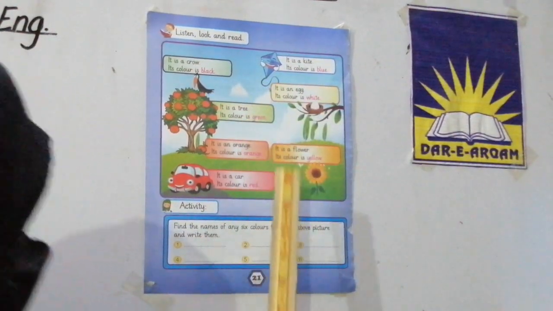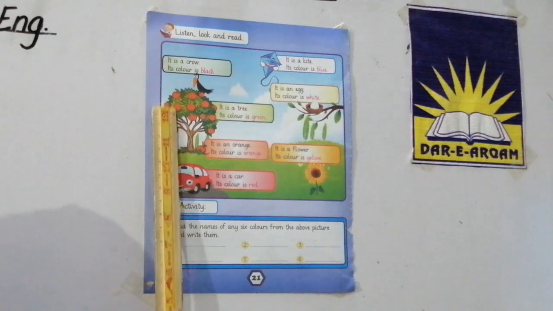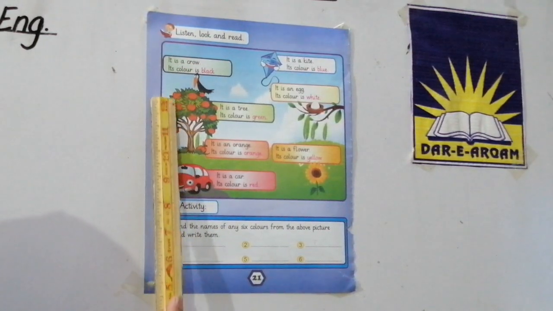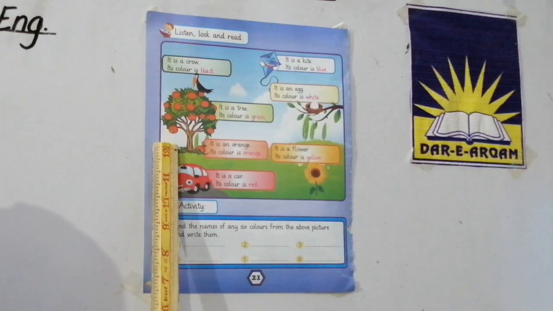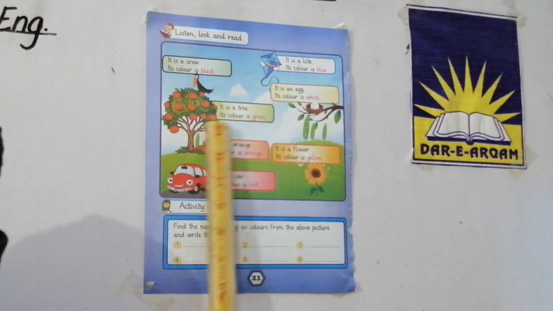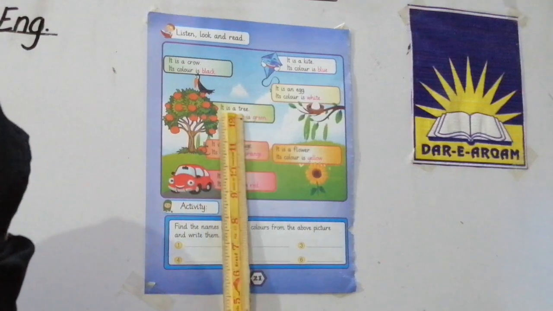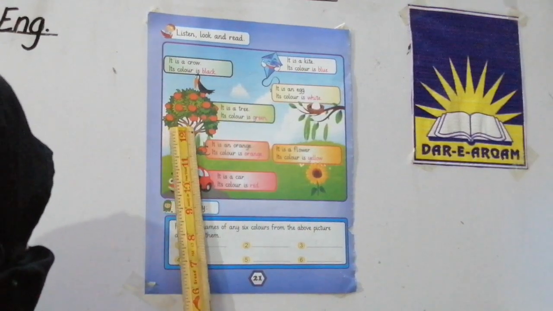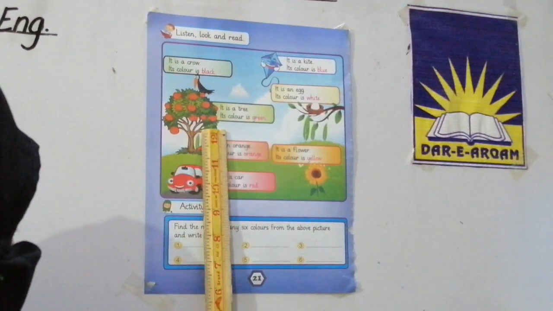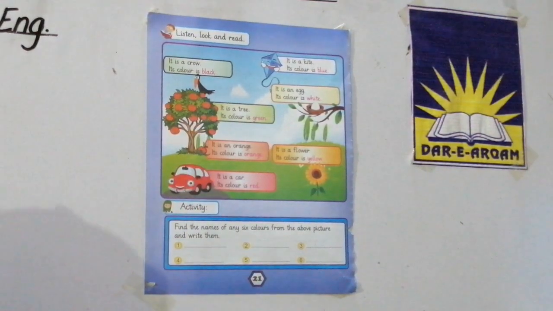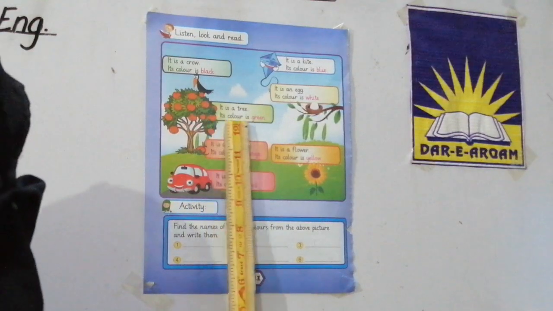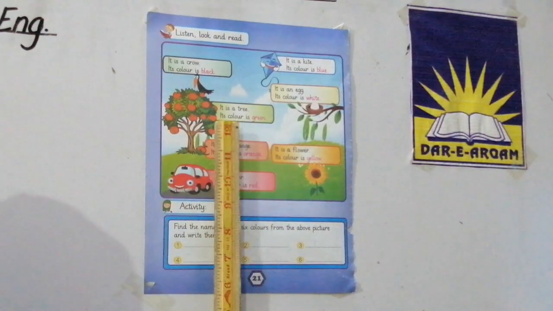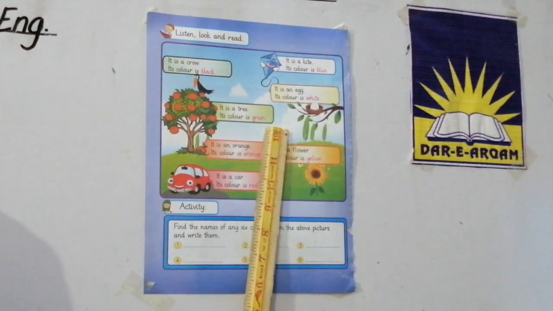Yes. What is it? Tree. It is a tree. And what's the color of tree? Green. Its color is green.